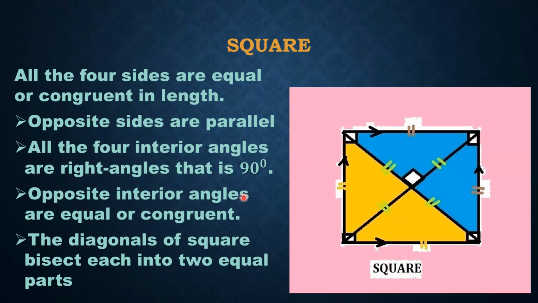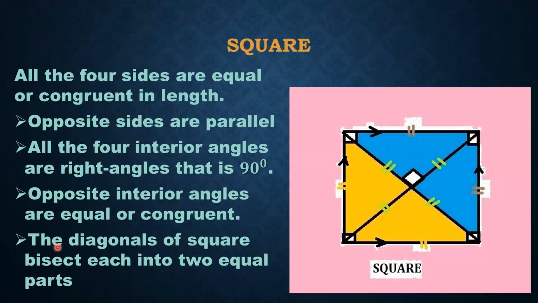Opposite interior angles are equal and congruent. Since all the 4 angles are 90 degrees, then the opposite angles here are 90, here is 90, here is also 90, here is also 90. So the opposite angles are also what? Equal.